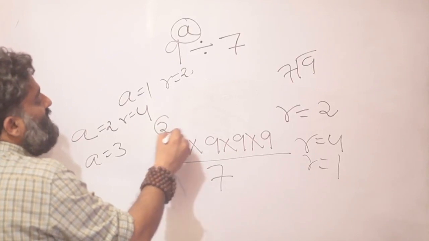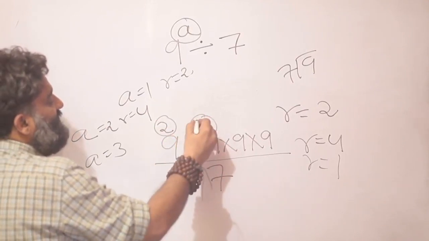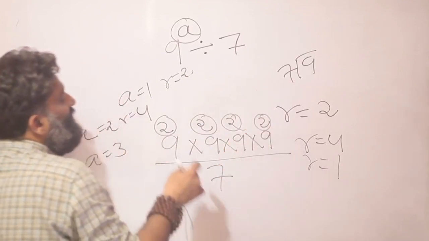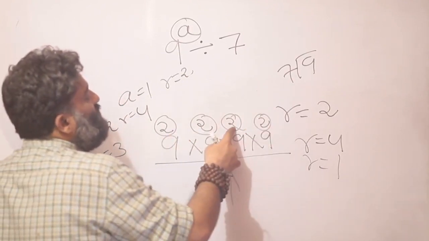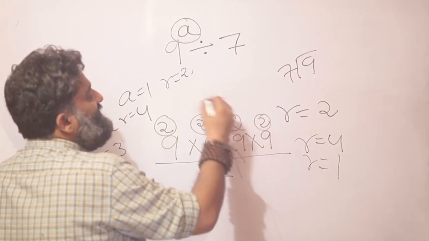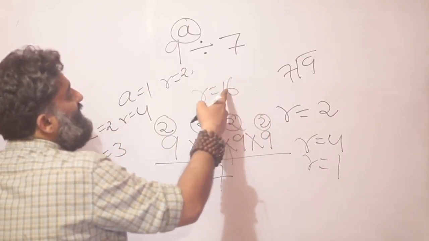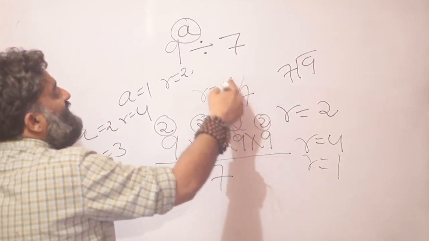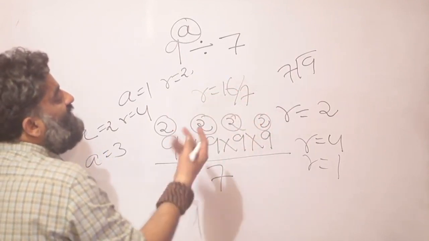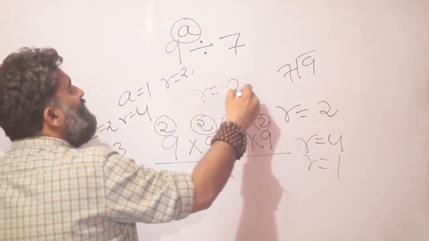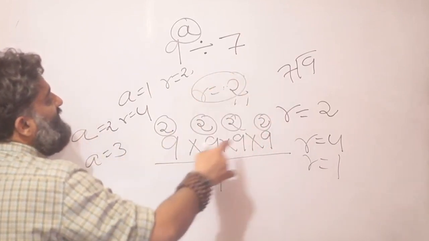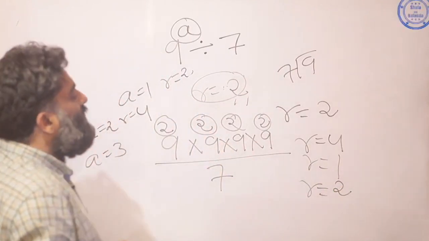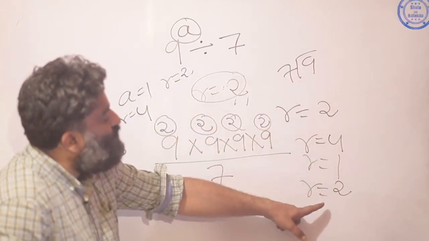Remainder 2, let me put a circle to mark the remainder. Remainder 2, remainder 2, remainder 2. 2 into 2, 4, 4 2s are 8, 8 2s are 16, remainder 16. Remainder is bigger than the divisor, divide again. 16 by 7, remainder would be 2. So your overall remainder after 9 raised to 4 is 2. So I see I'm back to 2 again.